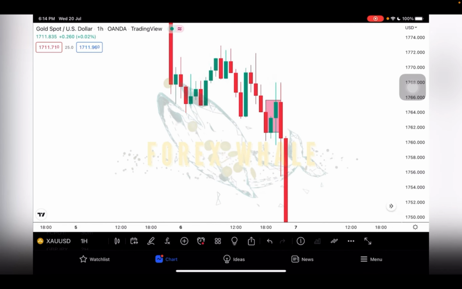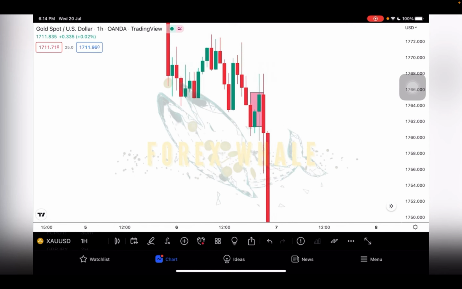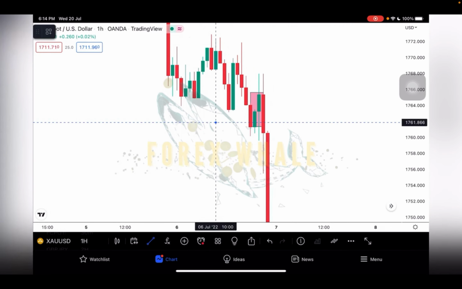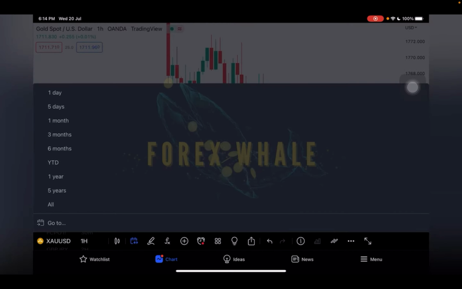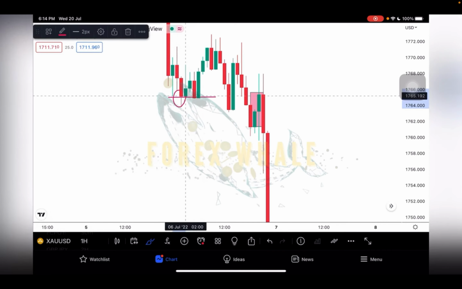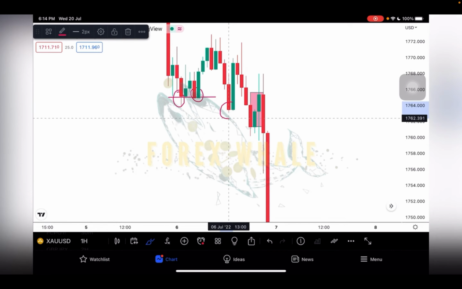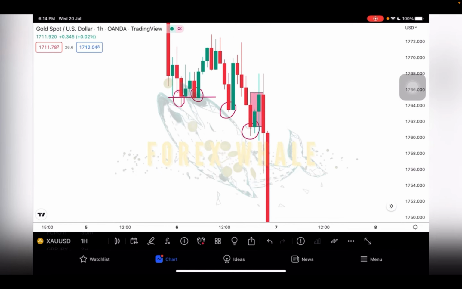Okay, like I said, you need some added confluences. So your added confluences could be, okay, this is your support level, right? But price has already created a new support. Price has already broken through these two support levels. Price created this one, and also price created this one. So know that this is your added confluences.